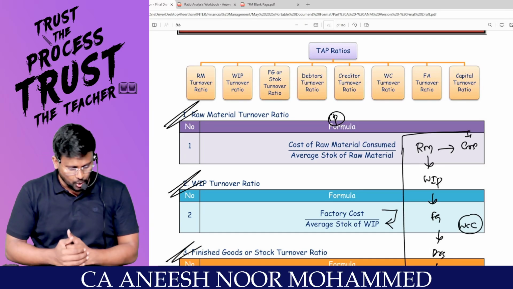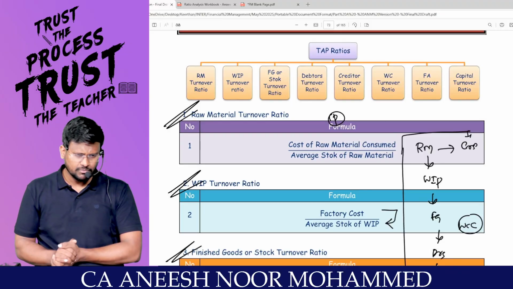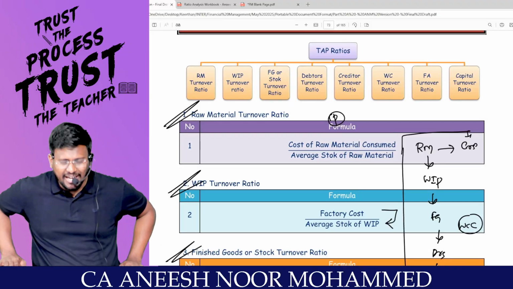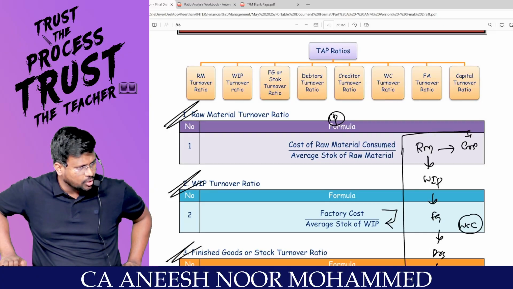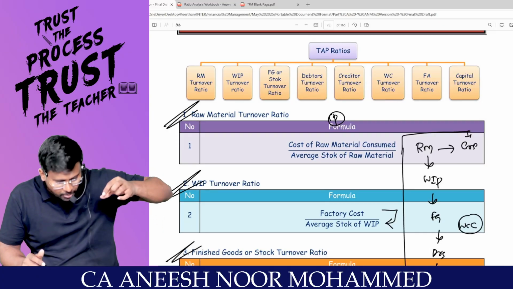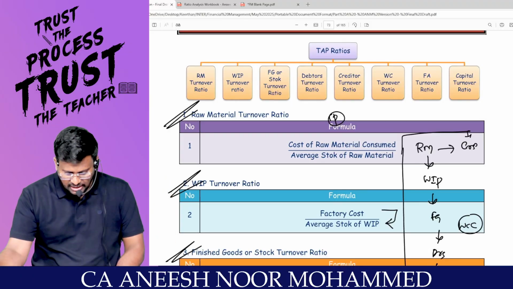We can express turnover ratio in two ways, either in times or in days. If it is in times, turnover ratios. If it is in days, holding period. That's it. Sir, can I ask the raw material turnover ratio? What does it mean? How much raw material consumed with the average stock of raw material? Right, sir? Sir, WIP.